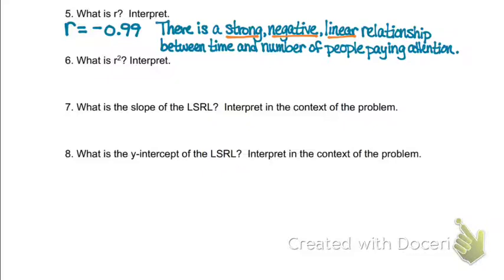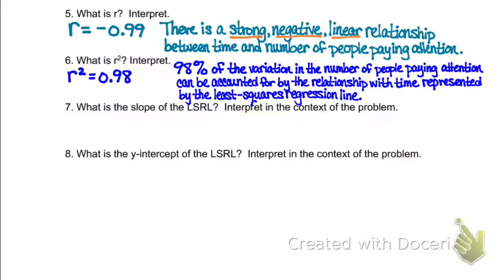How would we interpret R squared? Yes, ma'am. 97%. It's 0.97. It's 97% of the variability in the number of people paying attention. Yes, yes. I got 98 when I did mine. So 98% of the variation in the number of people paying attention can be accounted for by the relationship with time, represented by the least squares regression line.